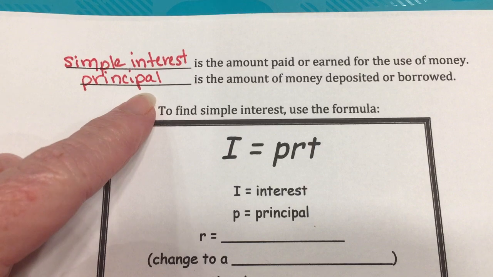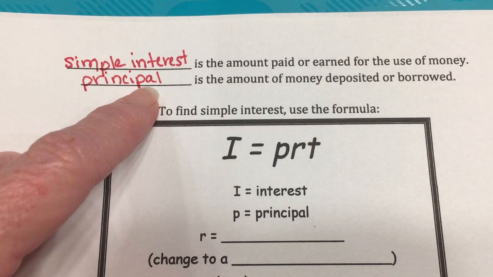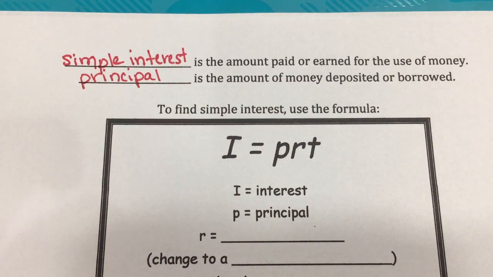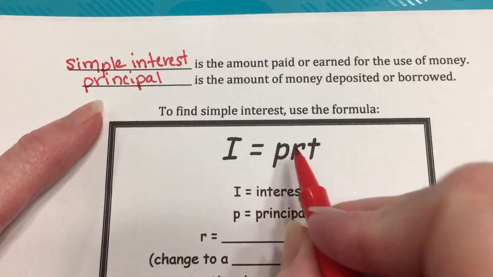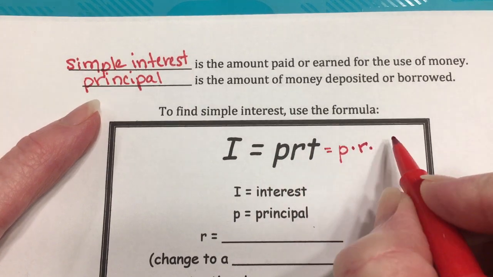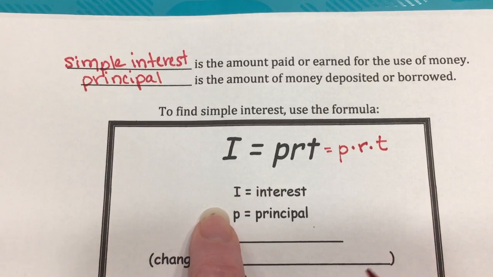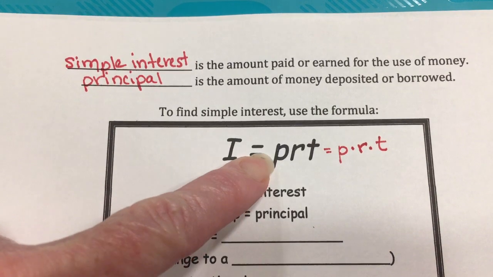The interest is always based on the principal, so the amount you borrow or the amount you deposit in the bank. And there's a real easy formula for finding interest. I equals PRT, and when you have letters written together like that, remember that just means multiply. So you're going to be multiplying P times R times T. I stands for the interest, so we're calculating the interest by multiplying.